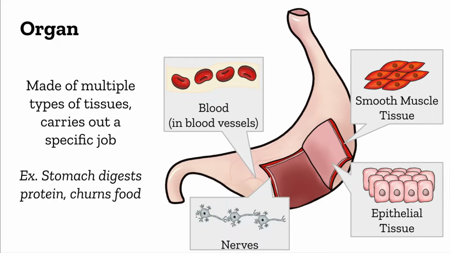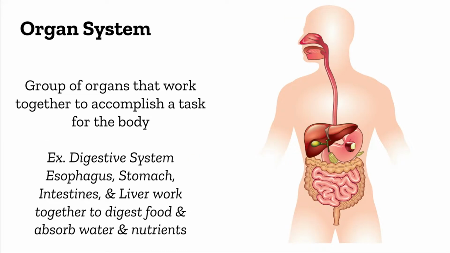Blood helps bring oxygen to the muscle tissues and the epithelial tissues so they're able to do their jobs. And then nerves take signals and information to the stomach, telling it how to work, how to contract, and how to release and produce the stomach acid. When organs work together to complete a task for the body, they create an organ system. For example, the digestive system. It includes the esophagus, the stomach, the small and large intestines, and the liver, as well as some other accessory organs that help the body digest food, absorb water, and absorb the nutrients that we need to survive.